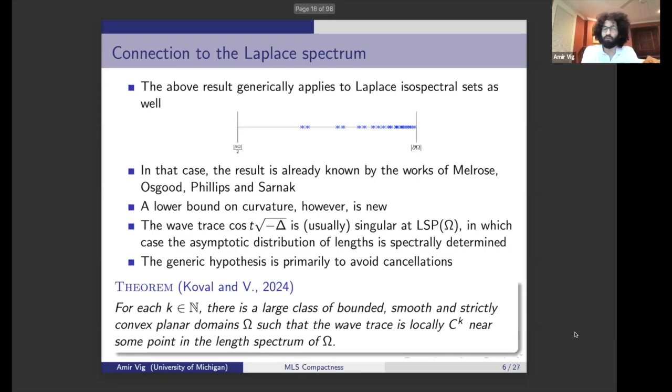And actually, in joint work with Ilya Koval earlier this year, we showed that this is really a necessary hypothesis. And this applies to all inverse spectral problems for the Laplacian. We show that for every natural number k, there's a large class of bounded, smooth, and strongly convex planar domains, such that the wave trace is locally C^k near some point in the length spectrum. So this shows that we can almost make the Poisson relation a strict relation with a strict subset. Okay. All right. So that's the connection to the Laplace spectrum.